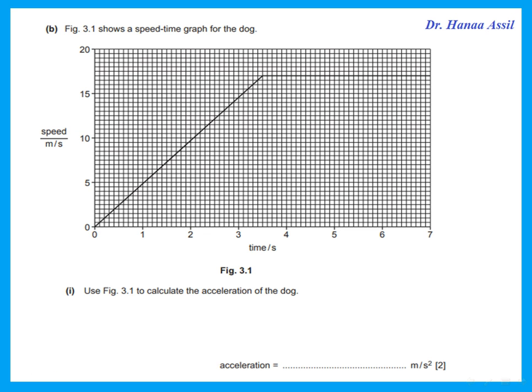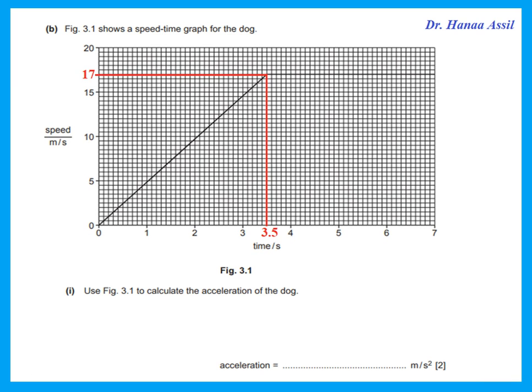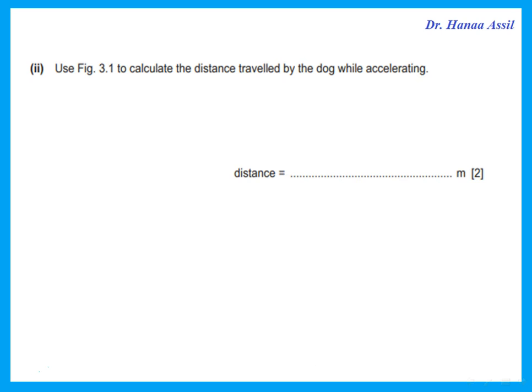Figure 3.1 shows a speed time graph for the dog. Calculate the acceleration of the dog. How do we get acceleration? Acceleration is the change in speed over time. So you can see that the speed here goes from 0 to 17. So my change in speed is 17 minus 0 over the time, and that would give me an acceleration of 4.9.